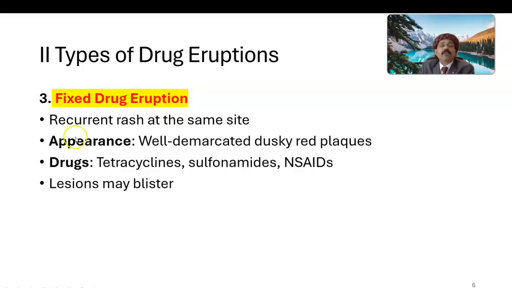Fixed drug eruption: recurrent rash at the same site, appearing as well demarcated dusky red plaques. Drugs like tetracycline, any type of tetracycline, maybe oxytetracycline, doxycycline, sulfonamide, maybe cotrimoxazole, trimethoprim sulfamethoxazole combination, NSAIDs, maybe ibuprofen, naproxen. Lesions may blister in this drug eruption.